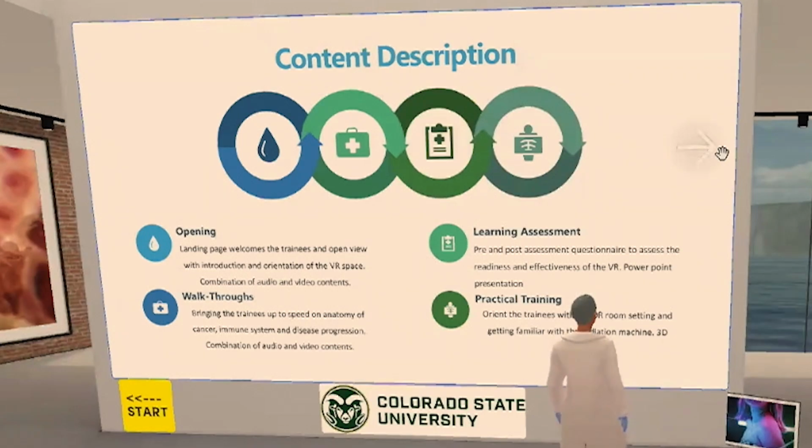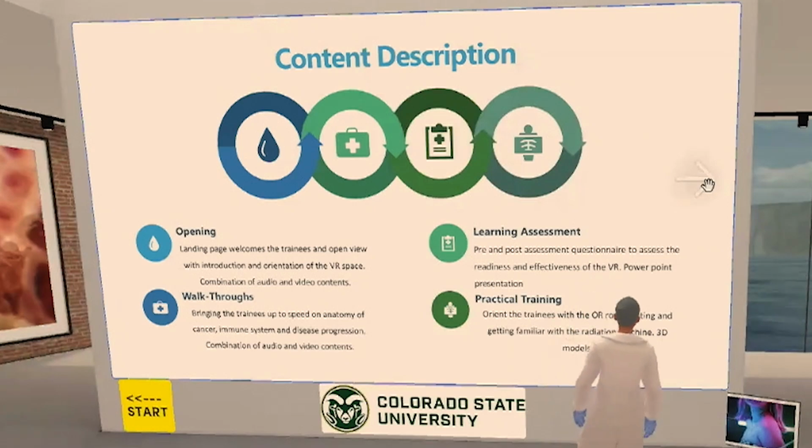So just a little bit more description of the contents and how the contents are organized throughout the space. I will maybe walk you through how the different presentations and the contents are organized for easier navigation for the trainees.